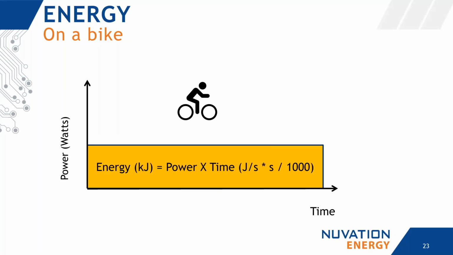Now, this is great, but if you're going to go on a long ride, or you're going to compete in a race, that power is really only going to make a difference if you can sustain it for a long enough period. And this is really where our concept of energy comes in. Energy is simply power times time. So if we want to look at it from the joule per second perspective, we'd multiply that by time in seconds, divide it by 1,000, and that would get us to energy in kilojoules.